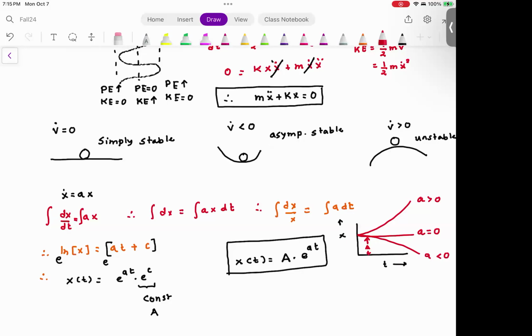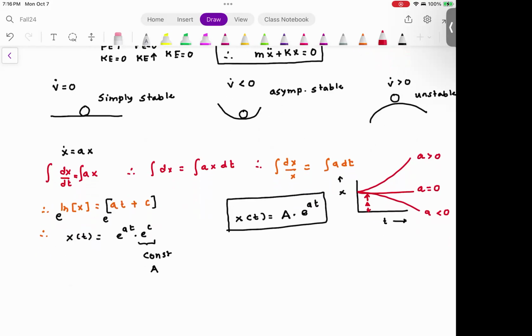Now I want you to note for a minute: a equal to 0 is the simply stable case. a greater than 0 is the unstable case. a less than 0 is the asymptotically stable case. Now what happened? Here is the enlightenment. This equation x dot is equal to ax is just one equation, which means a could be 1, 2, 3, 4, 5, 6, 0, -5, -10. Do you agree with me? And the sign of a dictates whether the system is unstable or stable. Do you agree with me?